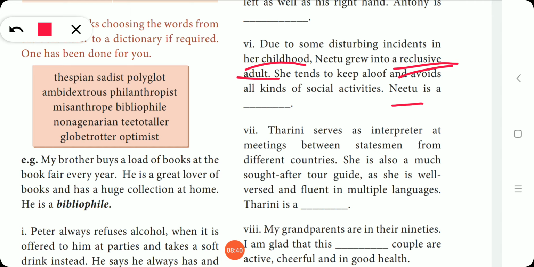Okay, she likes only being alone. Reclusive: avoiding the company of other people. Being alone, that is called reclusive. She tends to keep aloof. Aloof also means being alone, avoiding the company of other people. That is, she will always like to be alone and avoids all kinds of social activities. So Neetu is a misanthrope. We call such persons misanthropes.